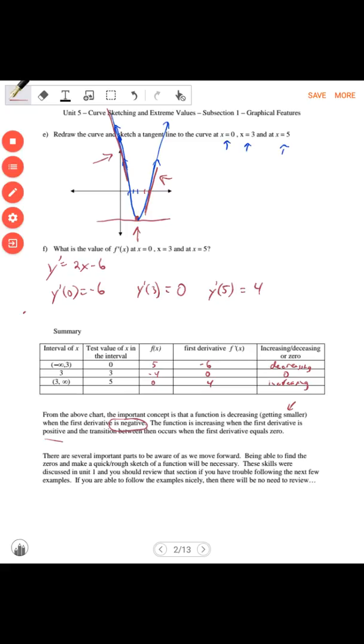Okay, awesome. Now, there are several important parts for us to be aware of as we're moving forward. Being able to find the zeros and make a quick, really rough sketch of a function is really important. We talked about these skills in Unit 1, and if you're not very good at that part, maybe you should review them. Try and follow the next few examples, and if you can follow them nicely, there's no need to review. If you're struggling with where I'm getting stuff from, maybe you should go back to Unit 1 and touch up a little bit. But don't do that now. Let's see how it goes. All right, here we go.